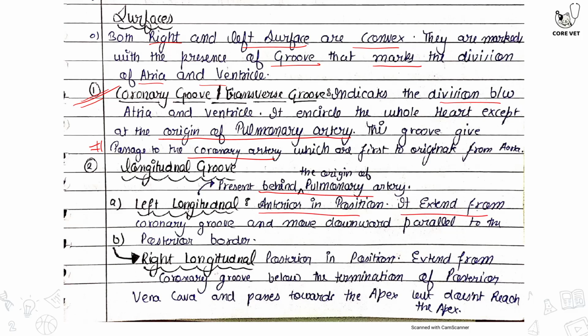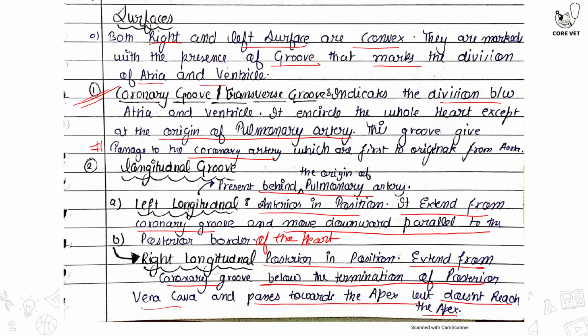It extends from the coronary groove and moves downward, parallel to the posterior border of the heart. Coming on to the right longitudinal groove, it is posterior in position and extends from the coronary groove below the termination of the posterior vena cava, passing downward towards the apex, but not reaching the apex.